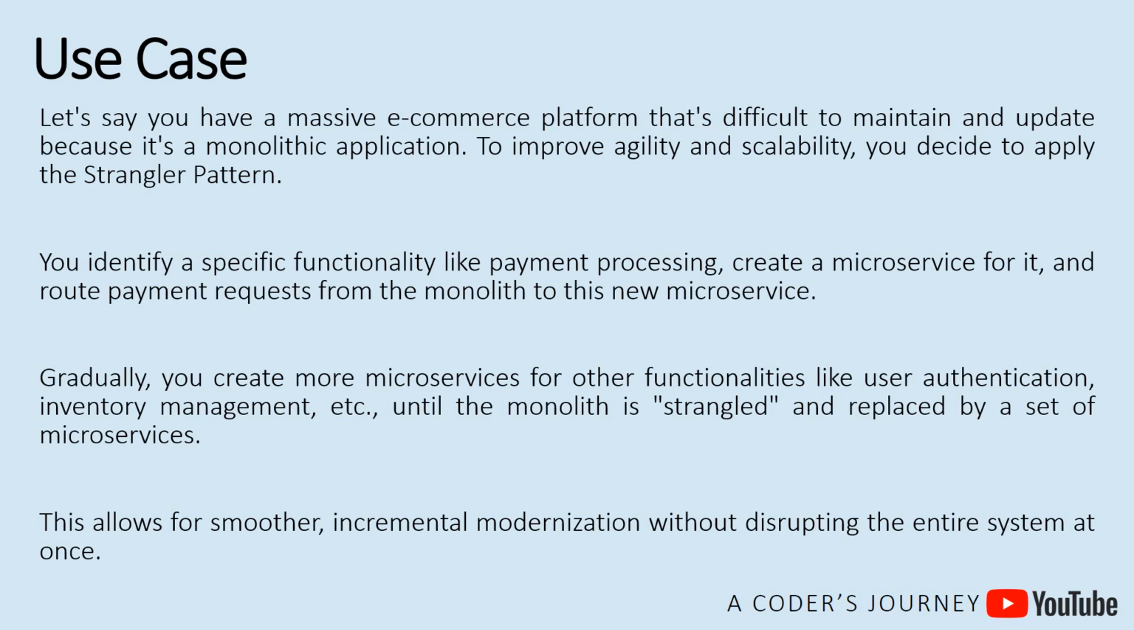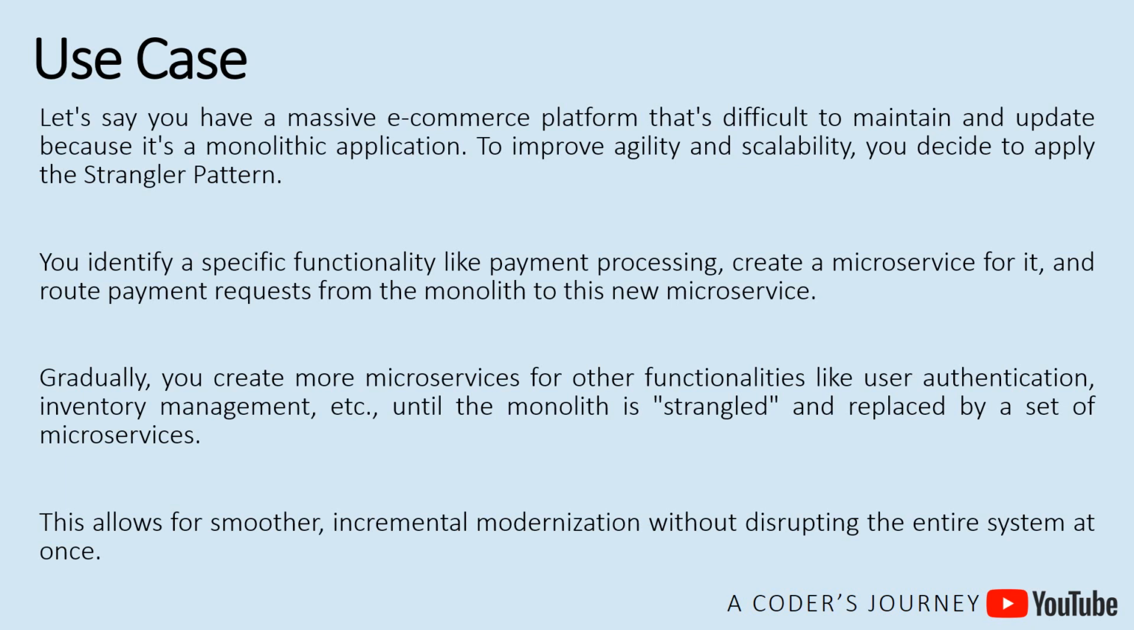So this is what you are going to do. You are going to identify a specific functionality, like for example, a payment processing functionality. So you are going to create a microservice for it, and then you're going to route the payment requests from the monolith to these new microservices. As you are seeing, you are taking it one step at a time.